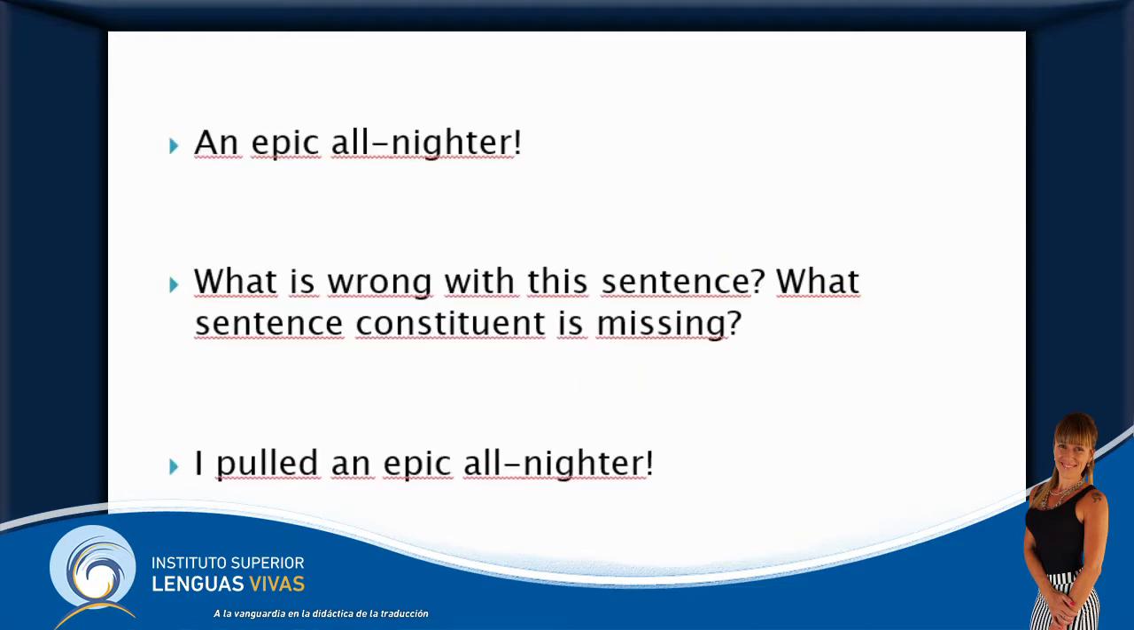Now take a look at this sentence, which of course you know is not a proper sentence: an epic all-nighter. What's wrong with these sentences? What sentence constituent is missing? You know that sentence fragments are sentences that miss either a subject or a verb. In this case, the subject is missing. So the way to fix a sentence fragment is to add the missing constituent. In this case, I have added the subject and the verb: I pulled an epic all-nighter.